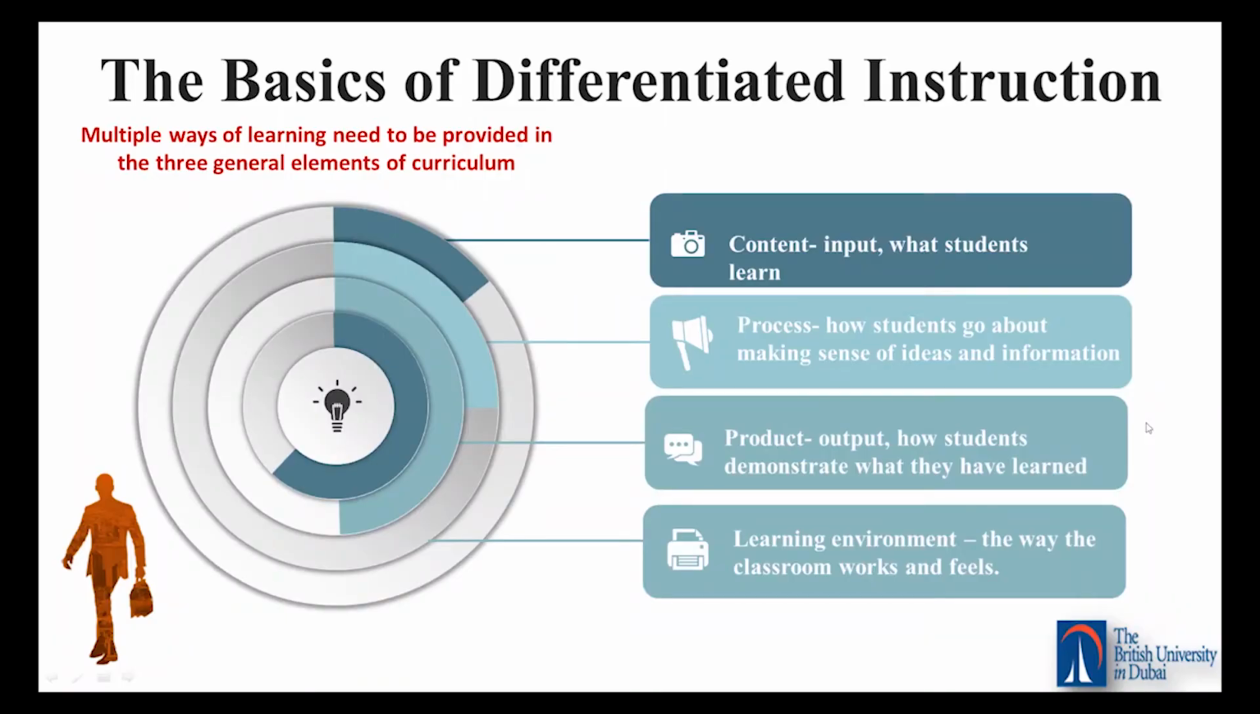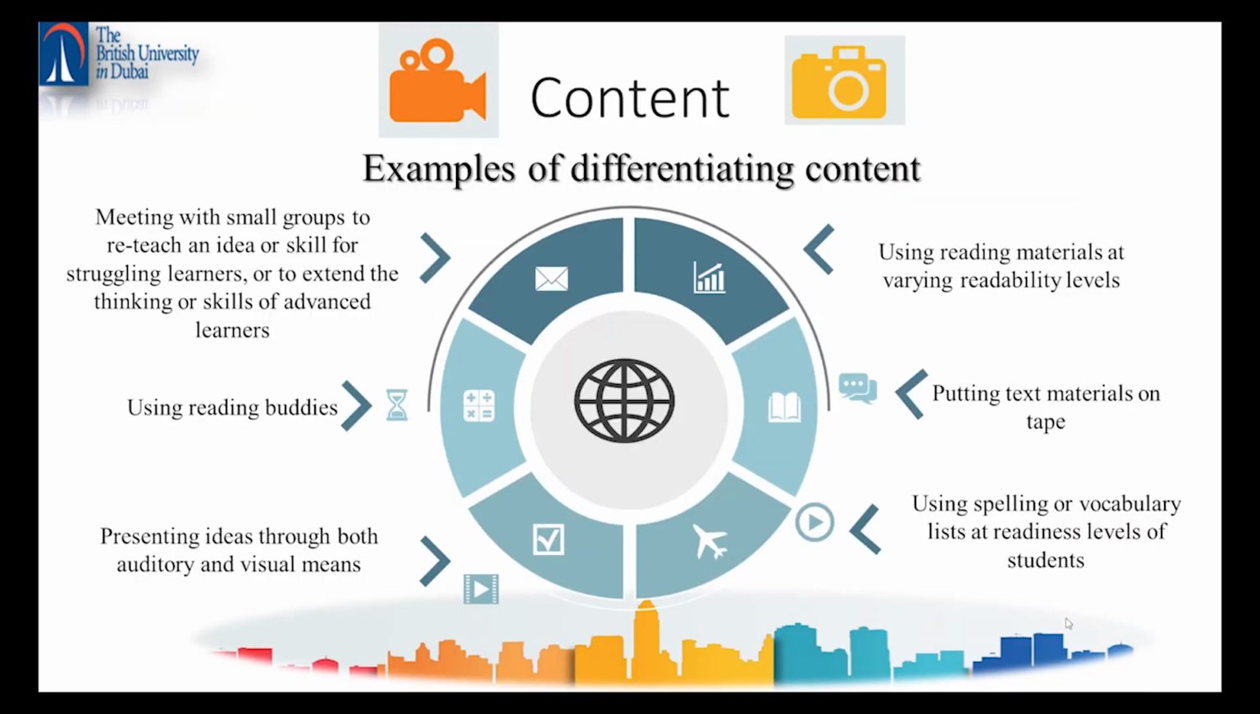So now we will talk about the basics of differentiated instruction. We have 4 steps to make differentiation. First one, content. The second one is process. The third one is product. And the last one is learning environment. Now let's start with the first element.